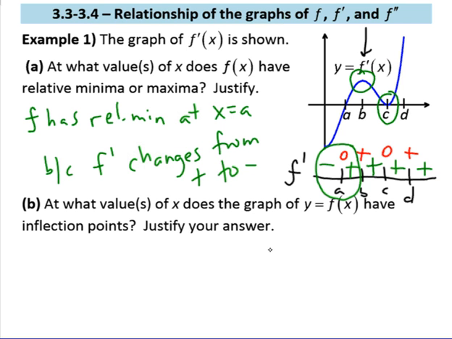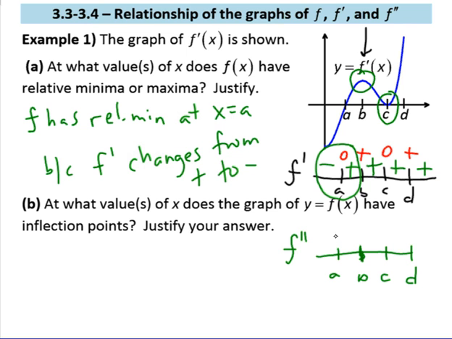All right, so we can do the sign chart also for f double prime, but I'm not going to do that for this one. You know what? Never mind. Let's go ahead and do that. Sorry. f double prime at a, b, c, and d.